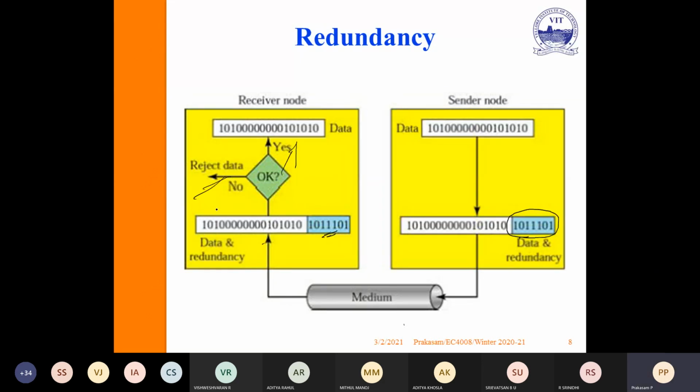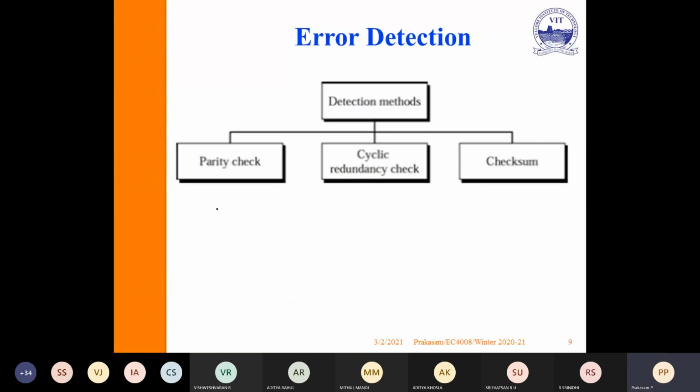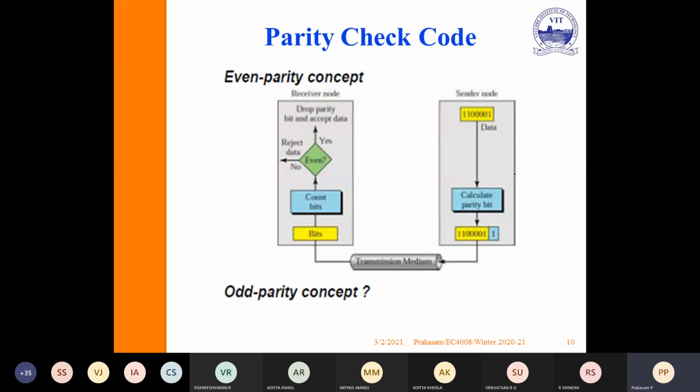So there are different types of redundancy checks: the parity check, then CRC, that is cyclic redundancy check, then checksum. These are the three different techniques for error detection. Parity check, I think, is studied even in digital logic design: odd parity, even parity, the parity generator. All these things I think you have studied.